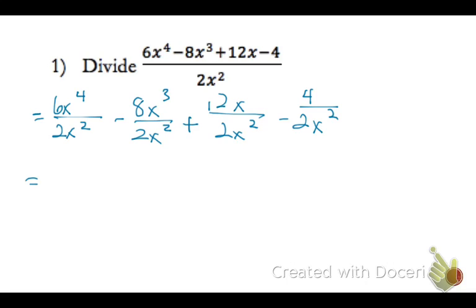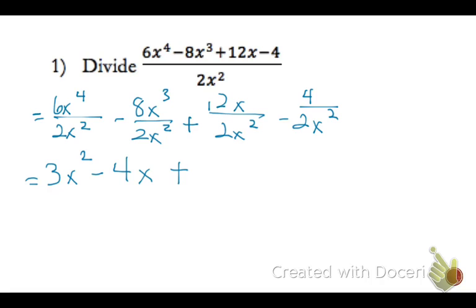So 6 divided by 2 is 3. Remember your exponent rules. When you're dividing same bases, you can subtract your exponents. Negative 8 divided by 2 is negative 4. You're dividing your variables, so you can subtract the exponents.